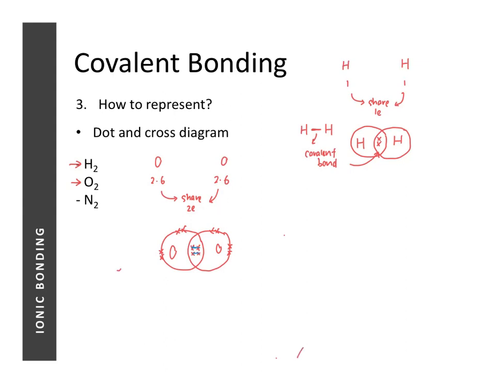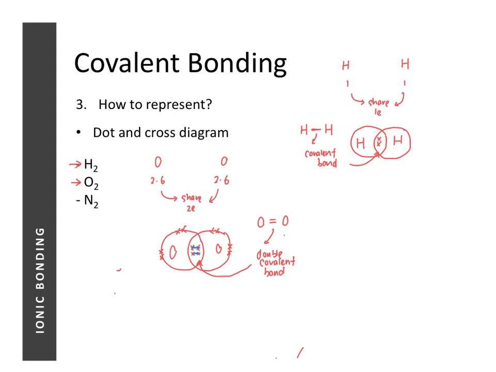Okay, so once again we can represent each shared pair of electrons. We can actually represent it by a line. So we can represent the structure of oxygen by 2 lines. Okay, by 2 lines it means that there are 2 covalent bonds. Alright, or we call it a double covalent bond, which is represented by 2 shared pairs of electrons.